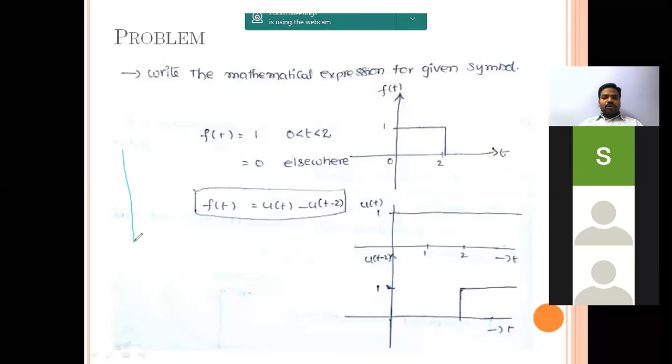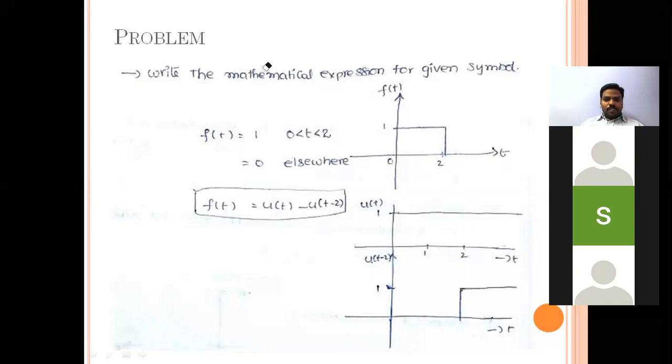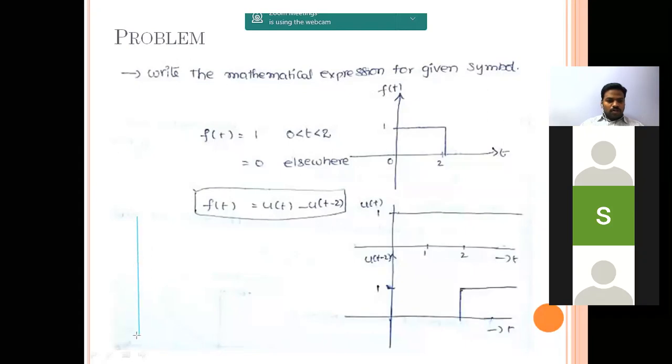See, let me know, is it visible? I'm drawing a straight line here. Is it visible to everyone? Yes, sir. Okay, okay. See, just now we have discussed that write the mathematical expression for the given symbol. So forget about this one. F of t is equal to 1 for 0 less than t less than 2, right? Now see here. So the problem is like this.